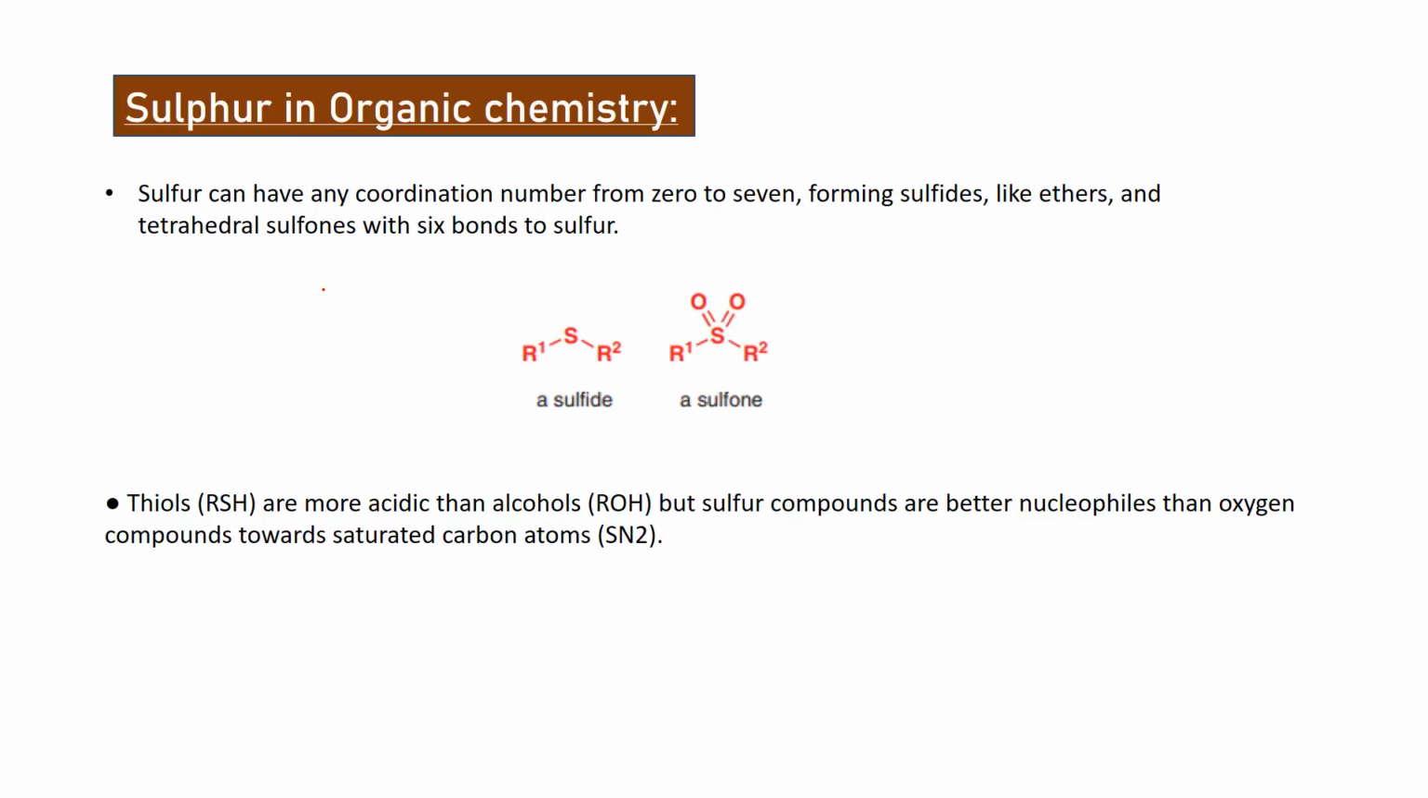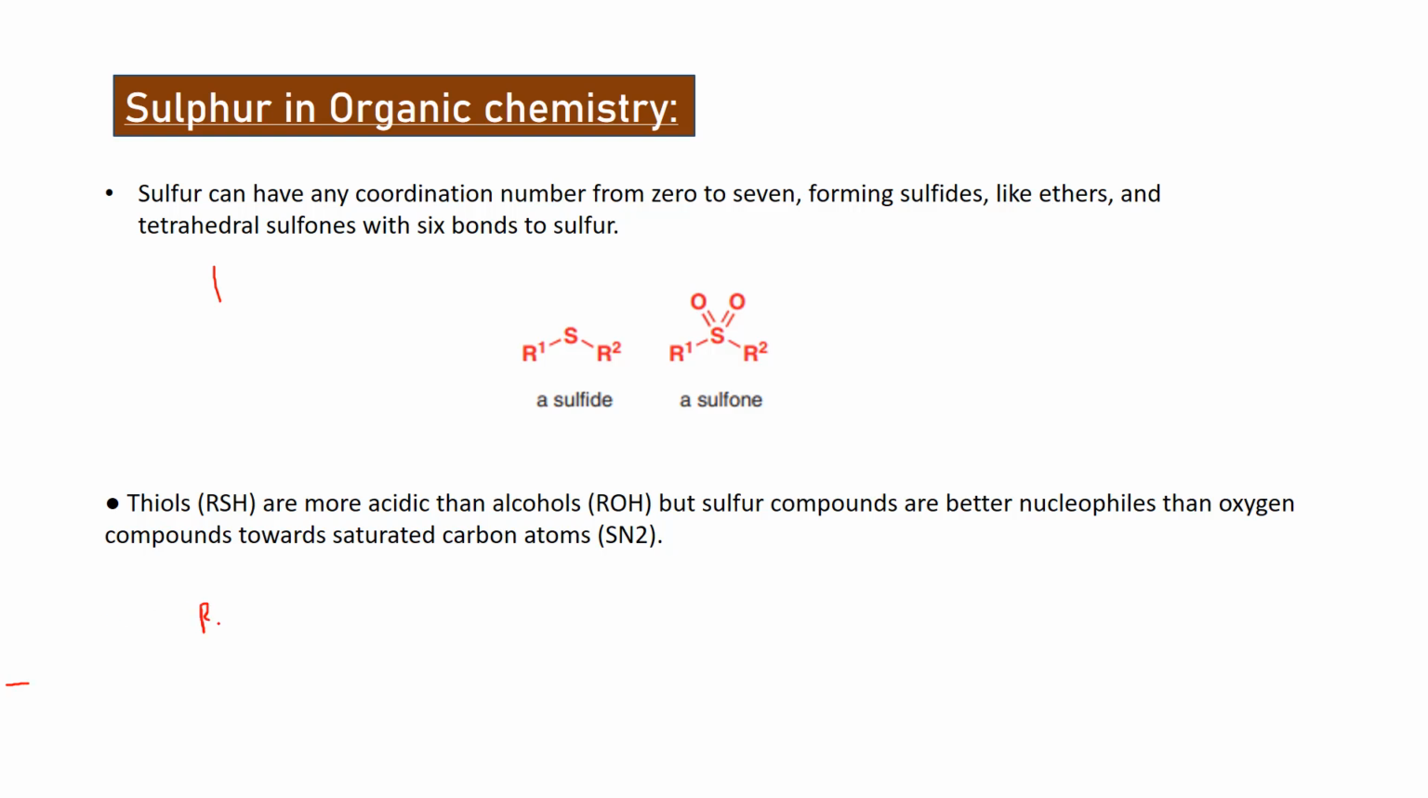Let's go to the next question. So next topic. I have already told we will discuss silicon and sulfur today. Next class we will discuss phosphorus, and phosphorus is quite broader than these two. So sulfur is another reagent. Sulfur can have any coordination number from 0 to 7, forming sulfides like ethers, and tetrahydrosulfone with 6 bonds to sulfur. Thiols are more acidic than alcohols, but sulfur compounds are better nucleophiles than oxygen compounds towards saturated hydrocarbon. Sulfurs are better nucleophiles. Why?